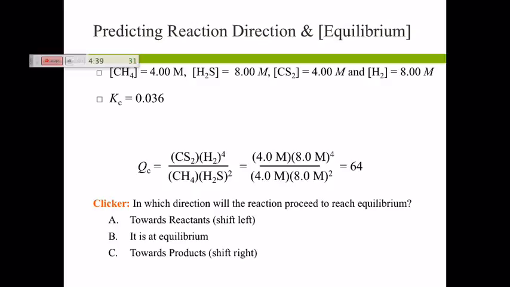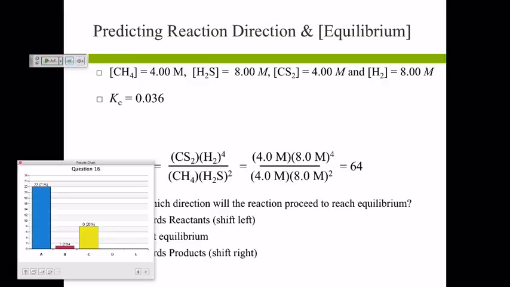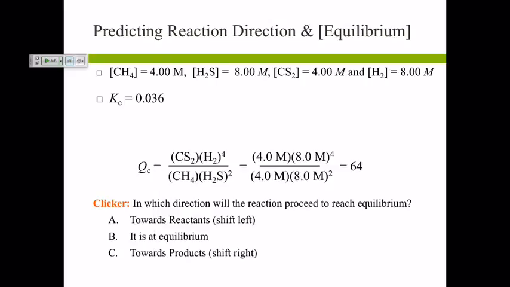So are we at equilibrium? No, we have a much bigger number than K, so that means that we have to generate more reactants. It means the reaction is going to go from more products to more of the reactants the way the reaction is written. So Q is bigger than K. It means the reaction goes towards reactants. Questions? Everybody okay with what we've done so far?